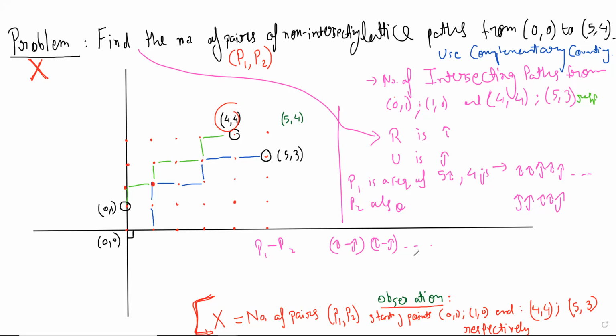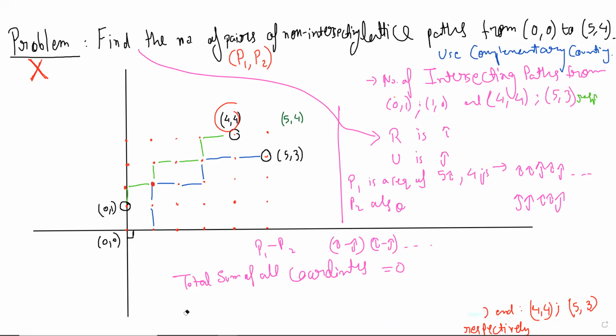Total sum should be zero. Yeah, does everybody see that? Because they are both using the same number of i's and j's, right? So total sum of all coordinates equals zero, right? But how is that a path? Okay, there. Okay, just notation. So this is P dashed.